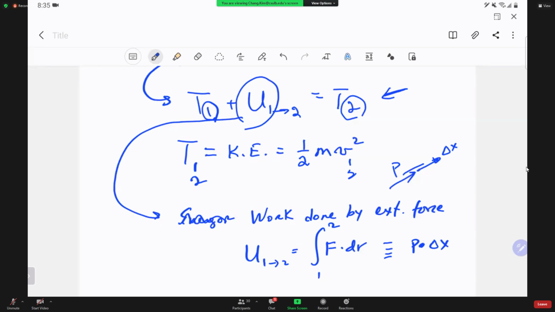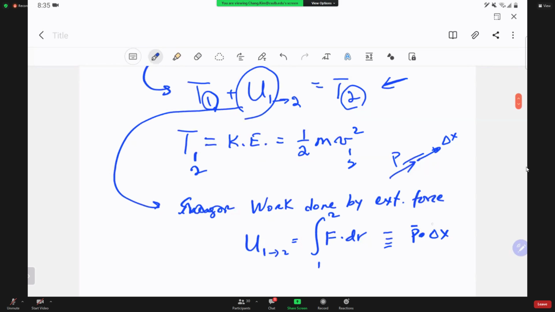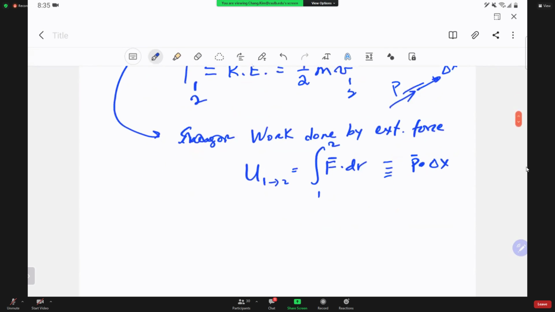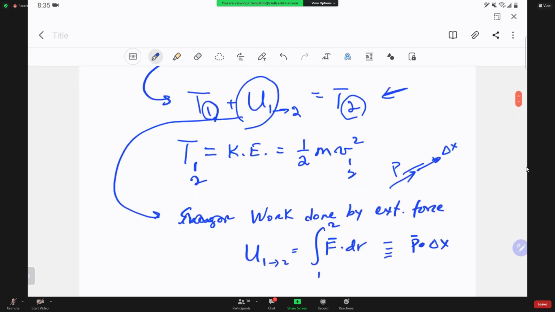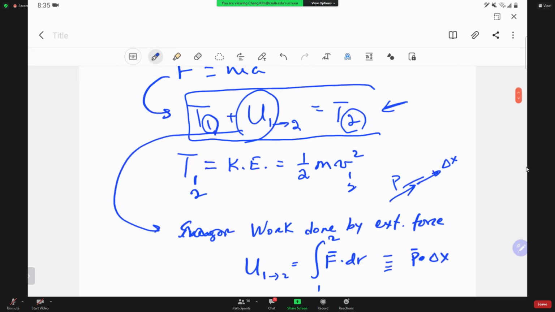In that case, I'm talking about it vector-wise. But anyway, you get the idea. Okay, so this is the baseline.